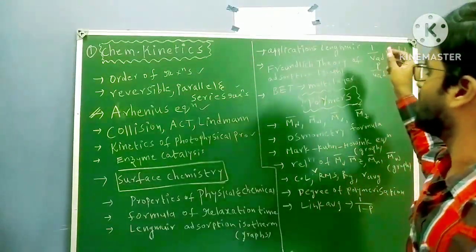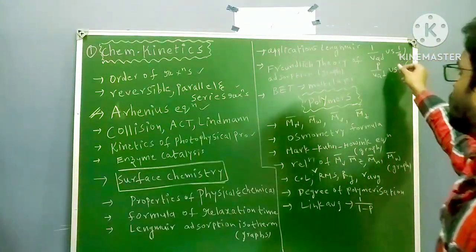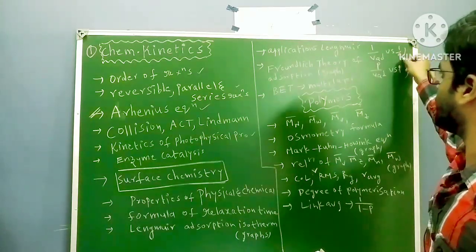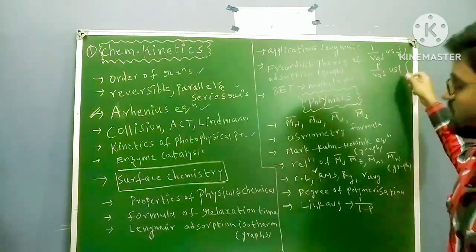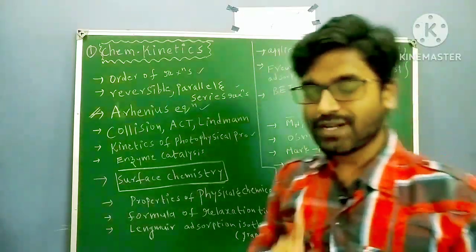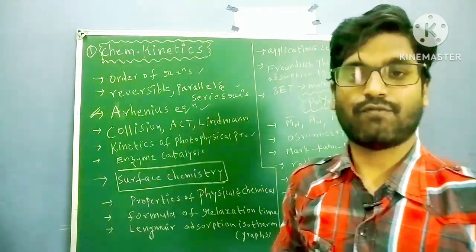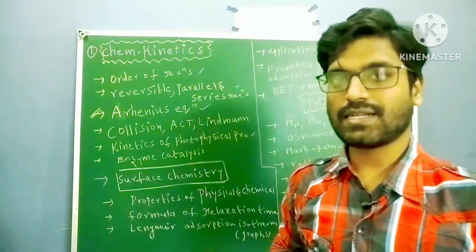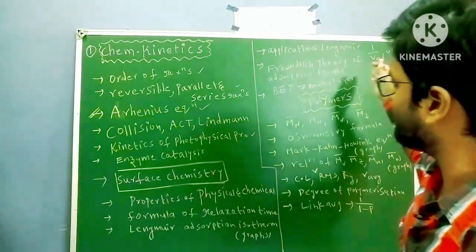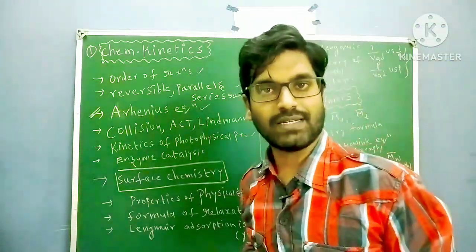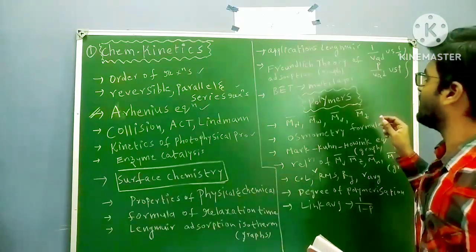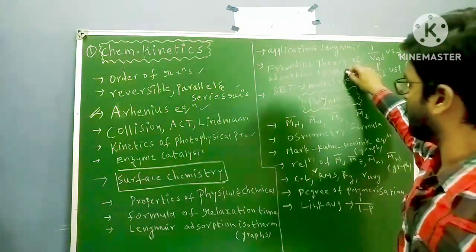The applications of Langmuir. In these applications we have two graphs: 1 by V_ad versus 1 by P, and P by V_ad versus P. Definitely a question will come in GATE for sure. In GATE definitely you can expect questions on these two graphs, and also in CSIR NET these two graphs are very, very important. So next one is the Freundlich theory of adsorption. Here also a graph is there.